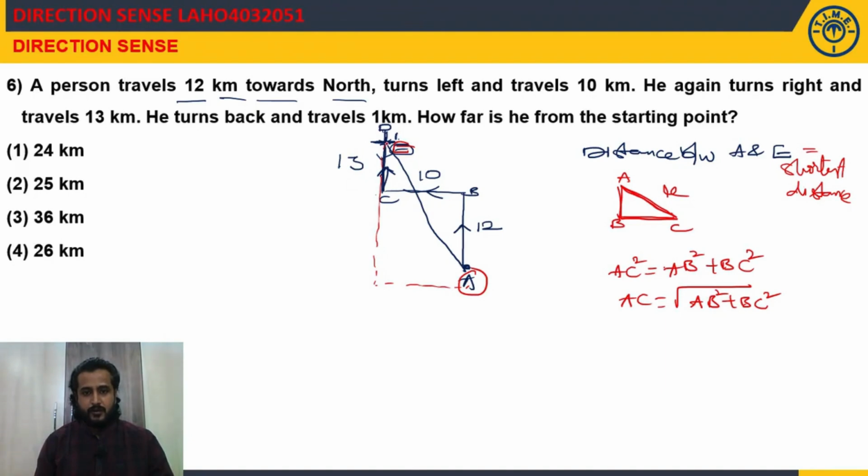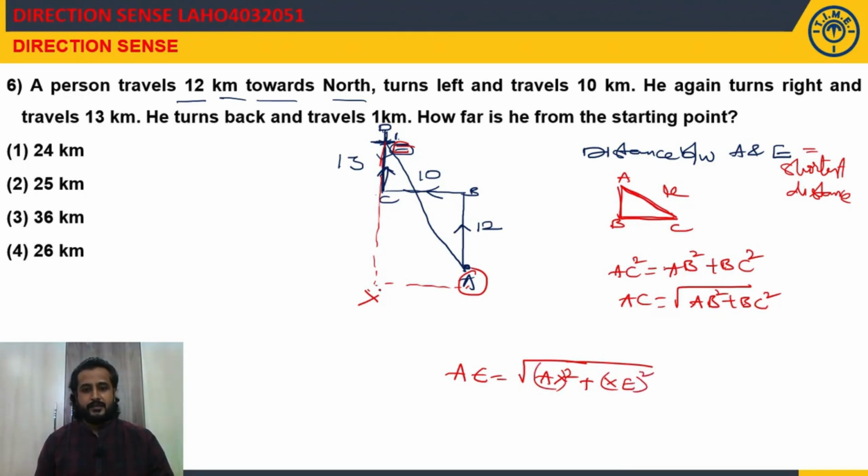Now let's say how much this vertical distance is. Let's say it is a point called X. Now I need to identify the AE distance. AE is equal to what? Under root of AX square plus XE square.